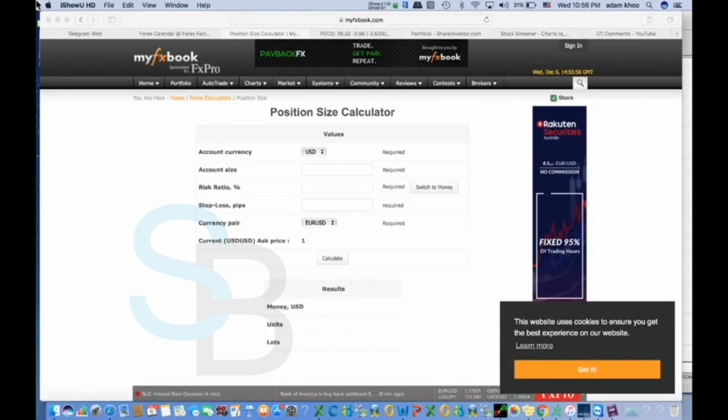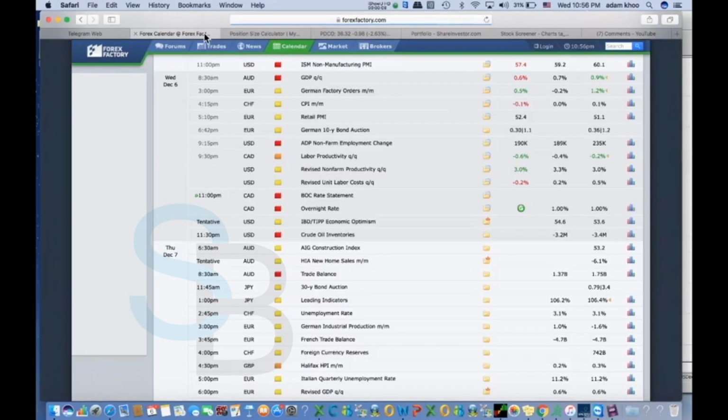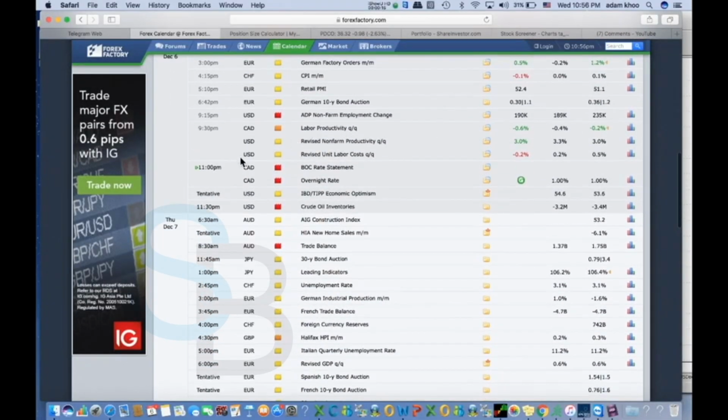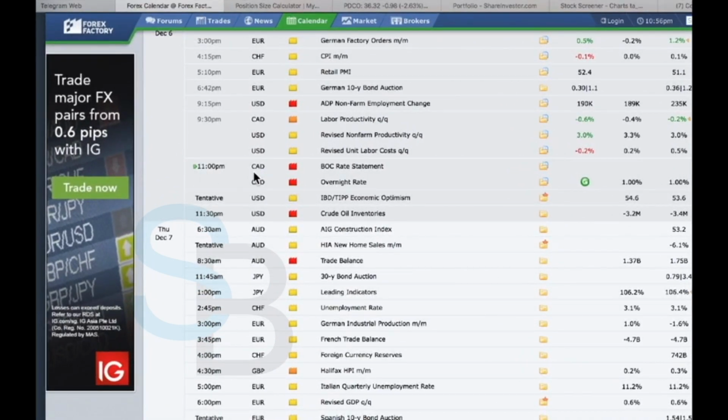Alright, so I'm getting ready to scalp the news, and the date is the 6th of December. I'm looking at Forex Factory. The time is 10:56 p.m. local time, and as you can see, at 11 p.m., which is 4 minutes from now, there will be Canadian news on the rate statement and overnight rate. So this is basically interest rates, which is one of the major things I trade.